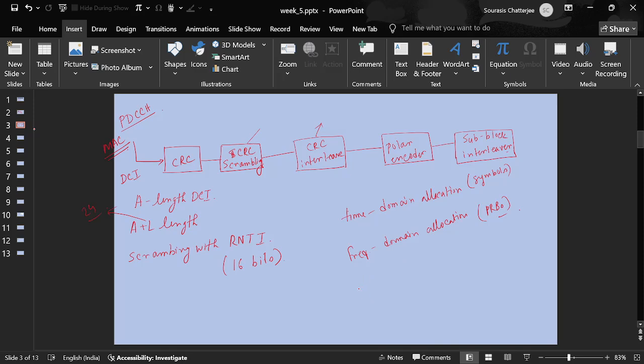Let me then try to draw a slot here. Let's say DCI is coming somewhere here. This is the DCI, and this I am talking about as the nth slot, and then I have this n plus 2th slot.